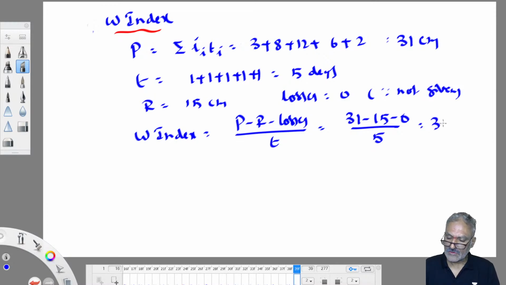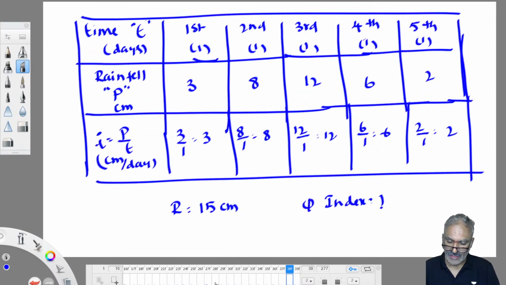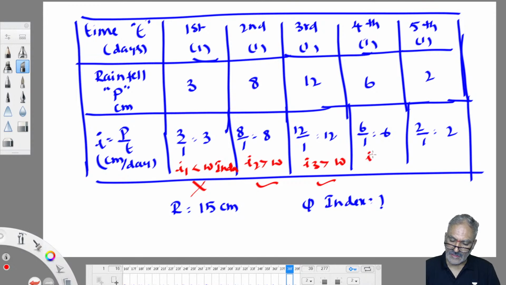So 3.2 centimeter per day. Now compare I values. This I1 is less than the double index, therefore neglected. I2 greater than double index, considered. I3 greater than double index, considered. I4 greater than double index, considered. I5 less than double index, neglected. Okay? So only 3 are taken into account.